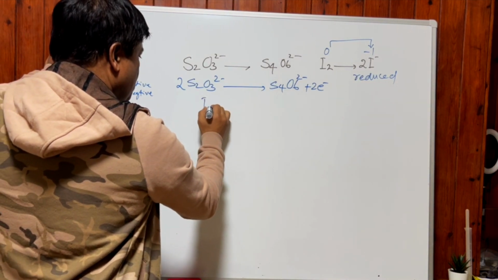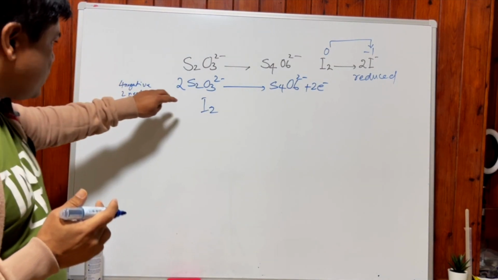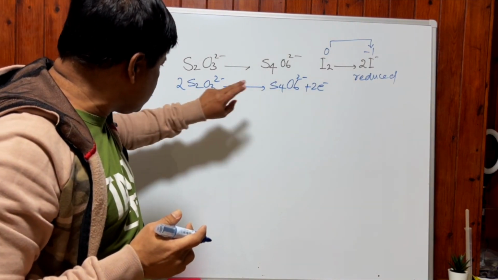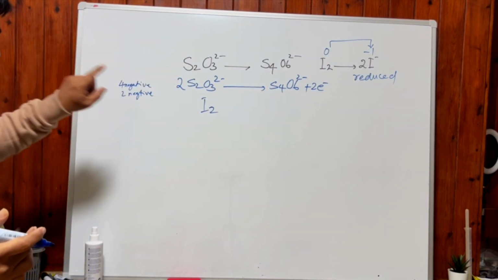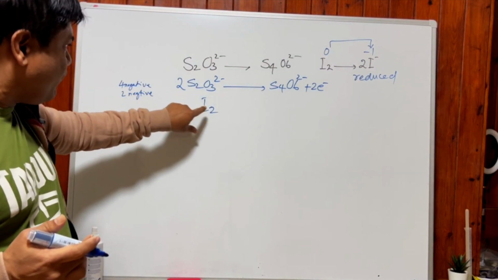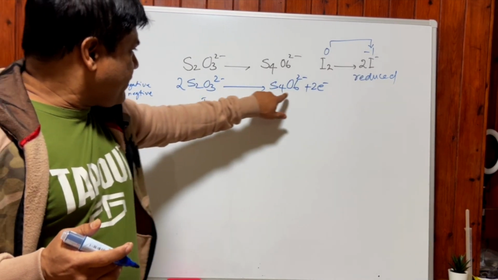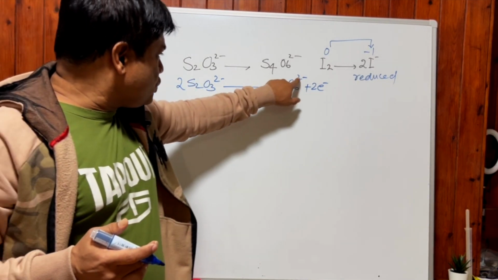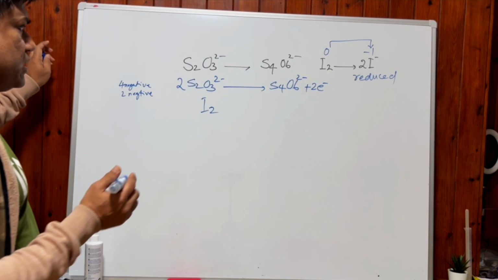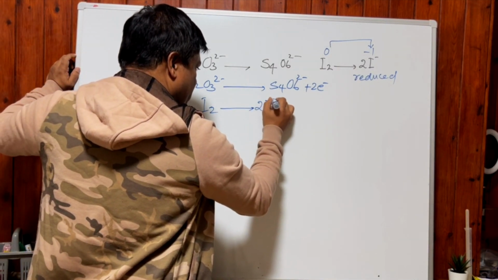Now I2. We don't need to balance oxygen. Oxygen is already balanced, 2 times 3, 6 oxygen. So one more time, check whether the equation is balanced or not. 2 times 2, 4 sulfur, 4 sulfur. 2 times 3, 6 oxygen, 6 oxygen. 2 times 2, 4 negative. So 2 negative, 2 negative, 4 negative balance. I2 becomes 2I minus.